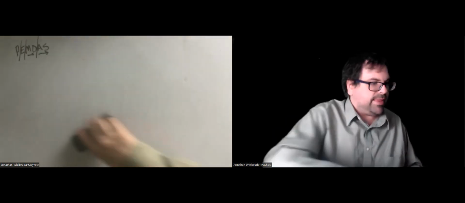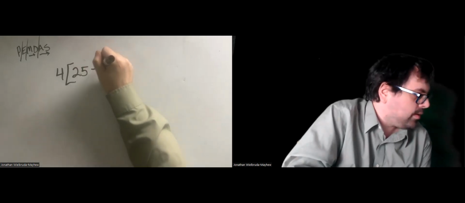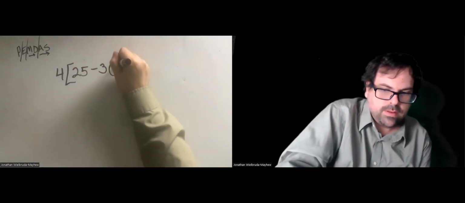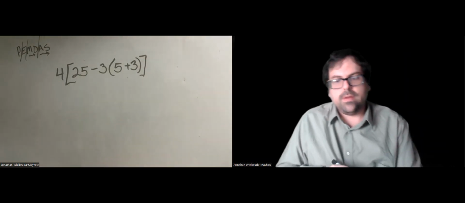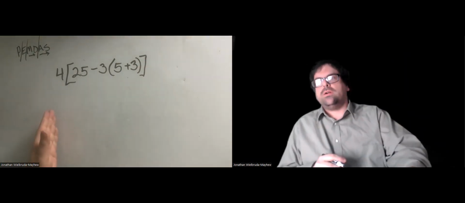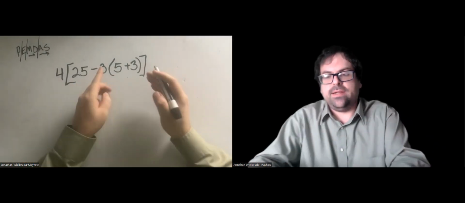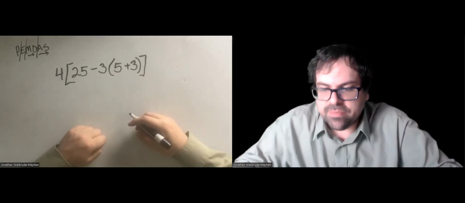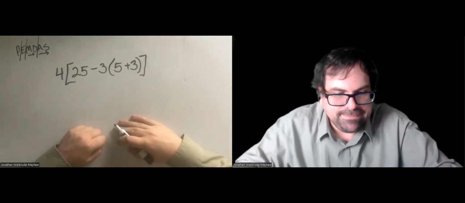Let's do one more like that. Feel free to try. Four, then in brackets, 25 minus 3, then in parentheses, 5 plus 3. Close the parentheses, close the bracket.